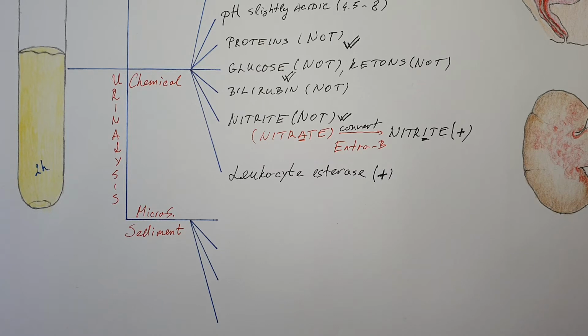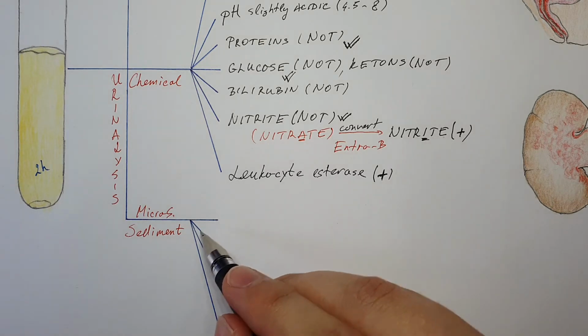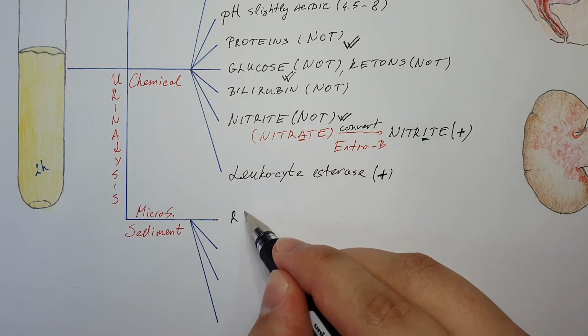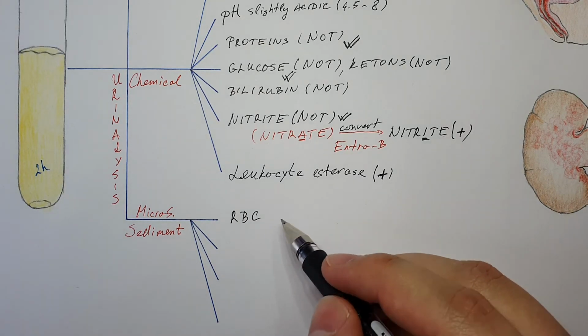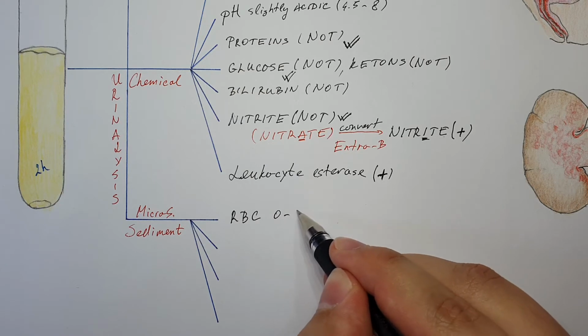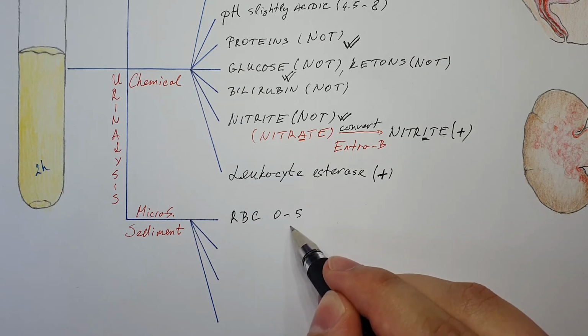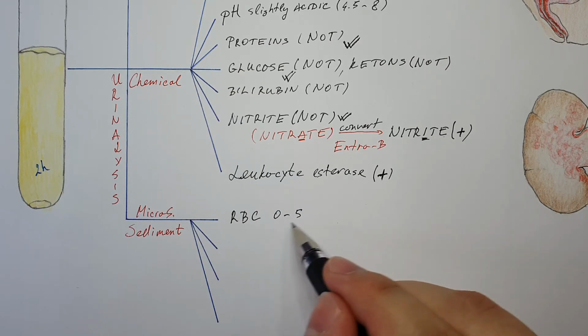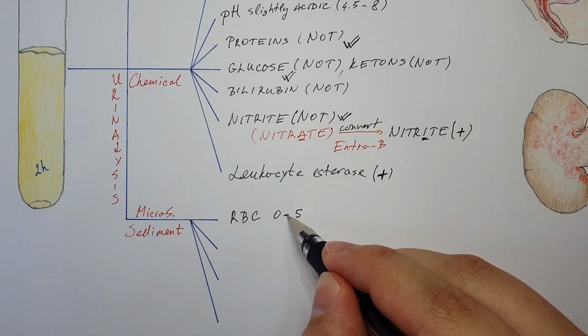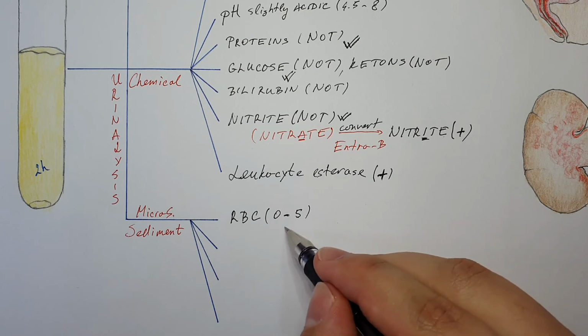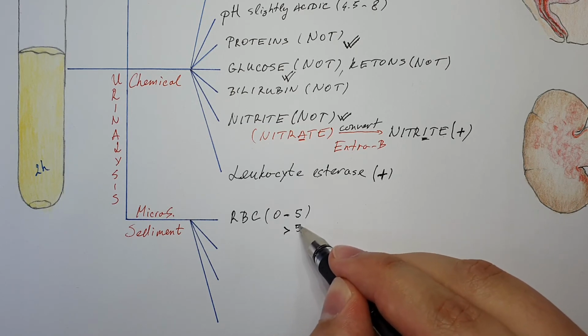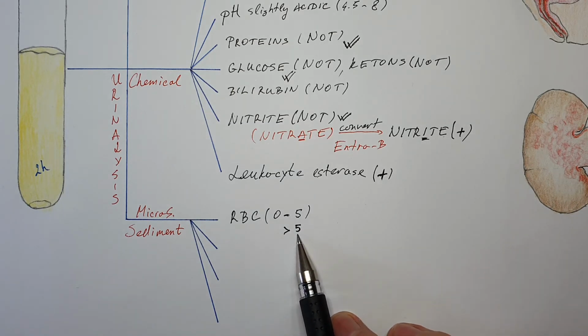First, we can analyze if there are red blood cells in our urine. Normally there are a few, and from 0 to 5 red blood cells is normal. So this would be a normal amount, and this would be physiological. But if there is more than 5, we can assume that we have some kind of problem.